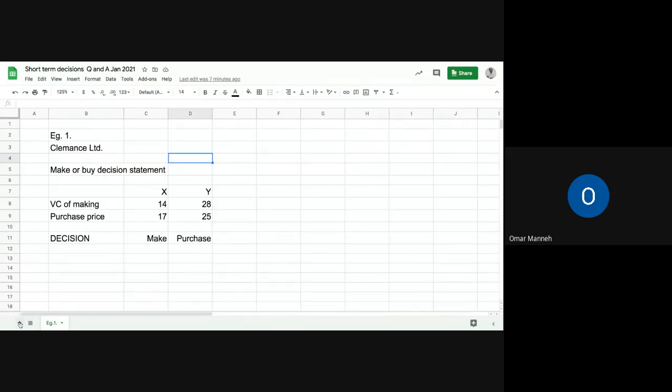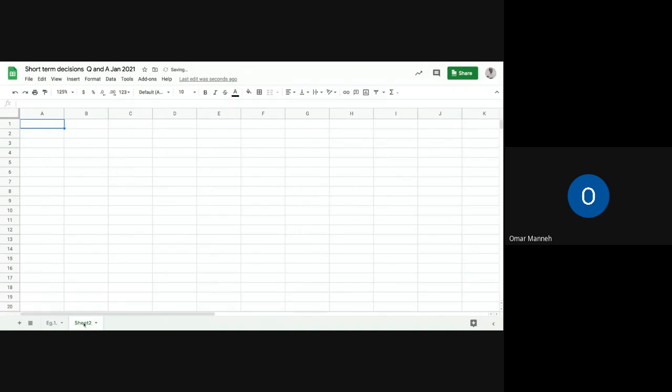I'm going to open a new worksheet. I go to plus, and a new worksheet will be opened for me. By default, it's called Sheet 2. I double click on it and override. I'll call it EG 3, just to keep it simple. This example 3 is called Central Limited.